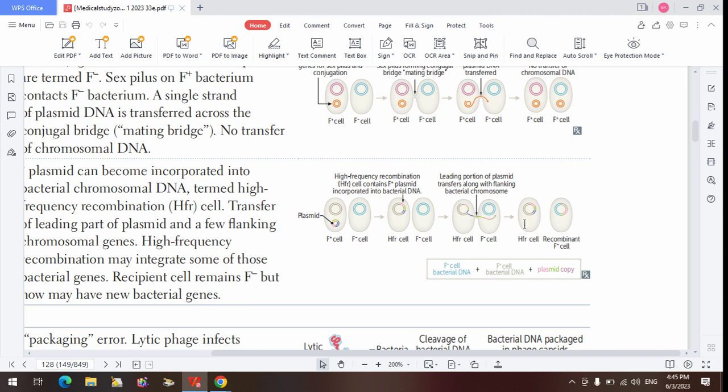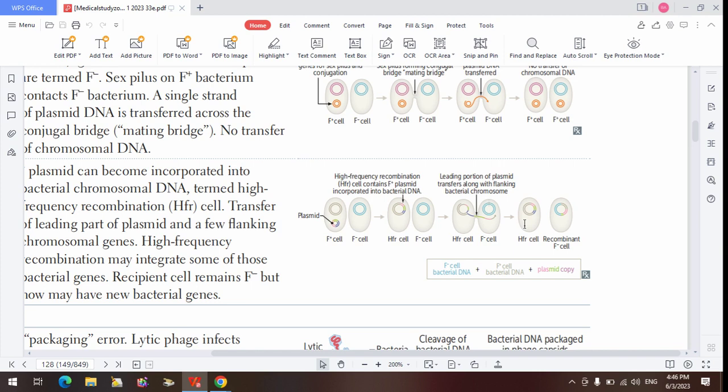Is it still not clear? Do you guys get it? I think it's clear. It's like whatever has happened with the F positive is now going to be transferred to the F negative. But it's just the head of the plasmid, what do you call it? The leading part of the plasmid, and the remaining part of the chromosome, which is a flanking chromosomal gene, and the bacteria itself.